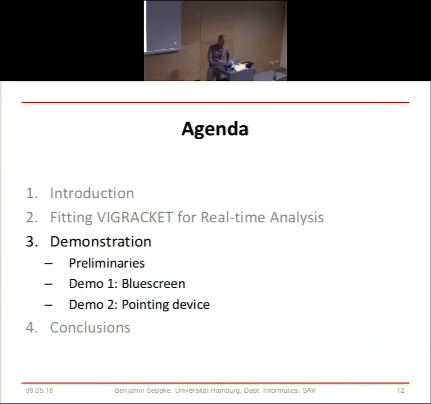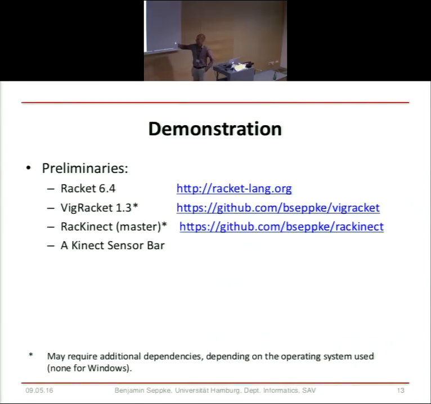Okay, so now I just want to start with the demonstrations. Today I noticed that there is another Racket 6.5 that I haven't tested yet. And again, I put my code on GitHub, so don't worry, you can download it from there. You need this version of the VIGRACKET image processing and computer vision library, and there is currently no release of the so-called RackKinect binding, which binds Racket, using the computer vision library, to the Kinect sensor bar.